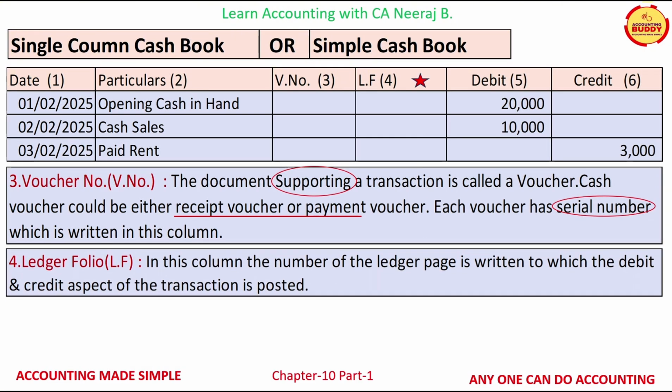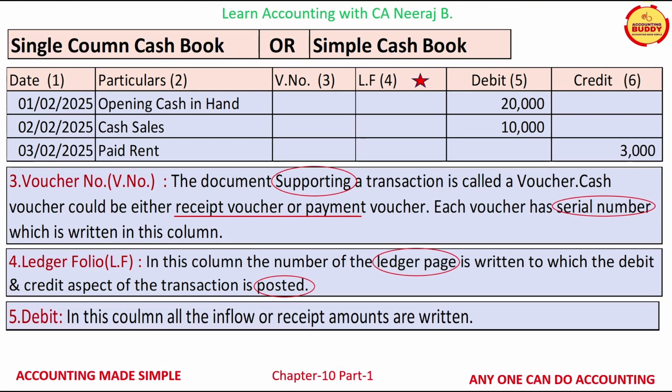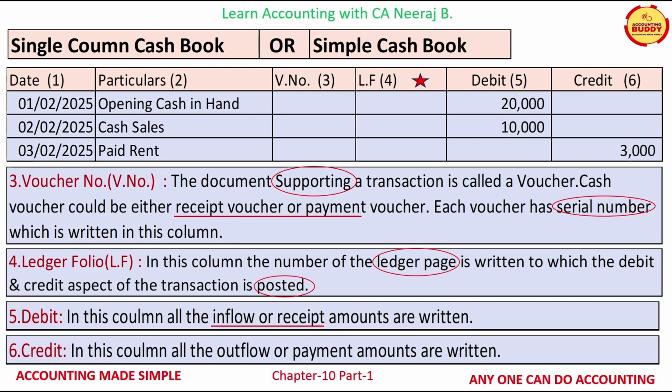Column number 4 is ledger folio. In this column, the number of the ledger page is written to which the debit and the credit aspect of the transaction is posted. Column number 5 is debit. In this column, all the inflows or the receipt amounts are written. Column number 6 is credit. In this column, all the outflows or the payment amounts are written.